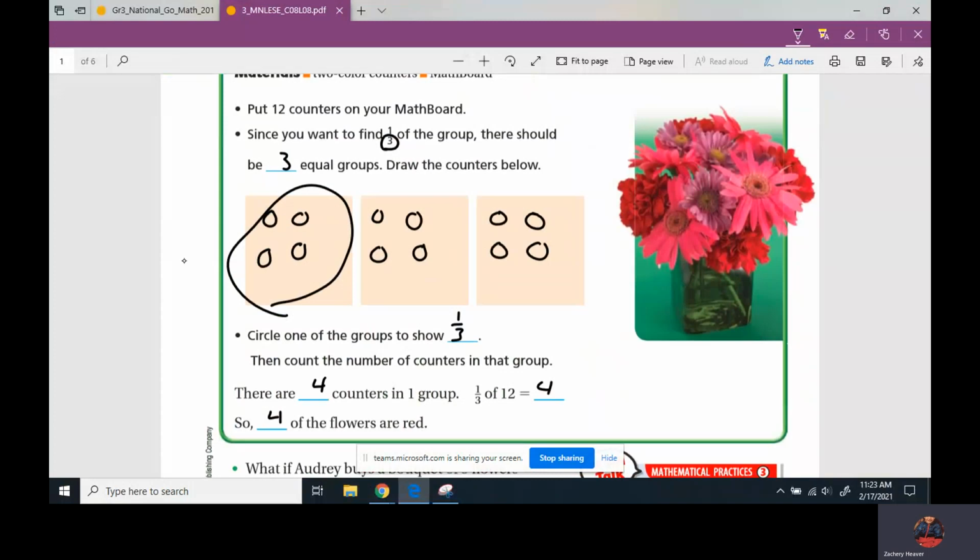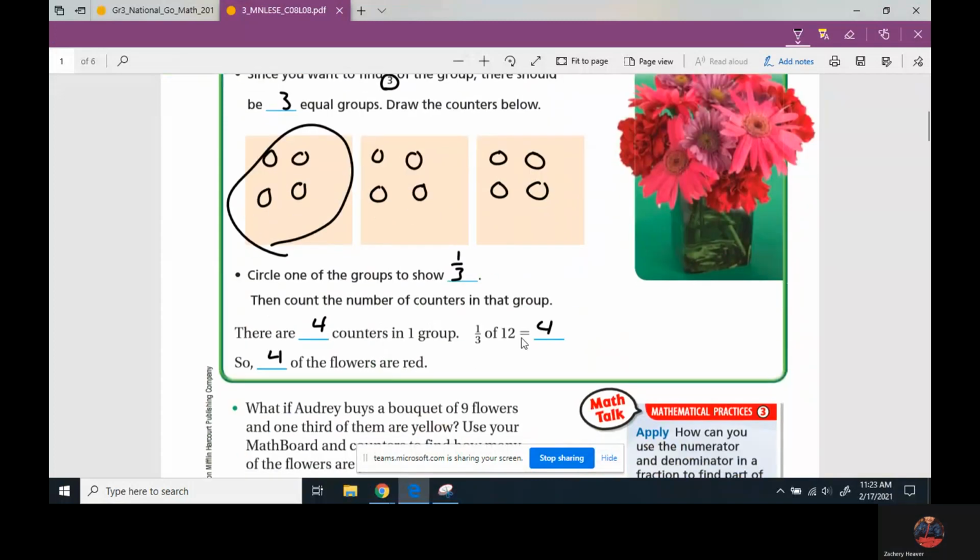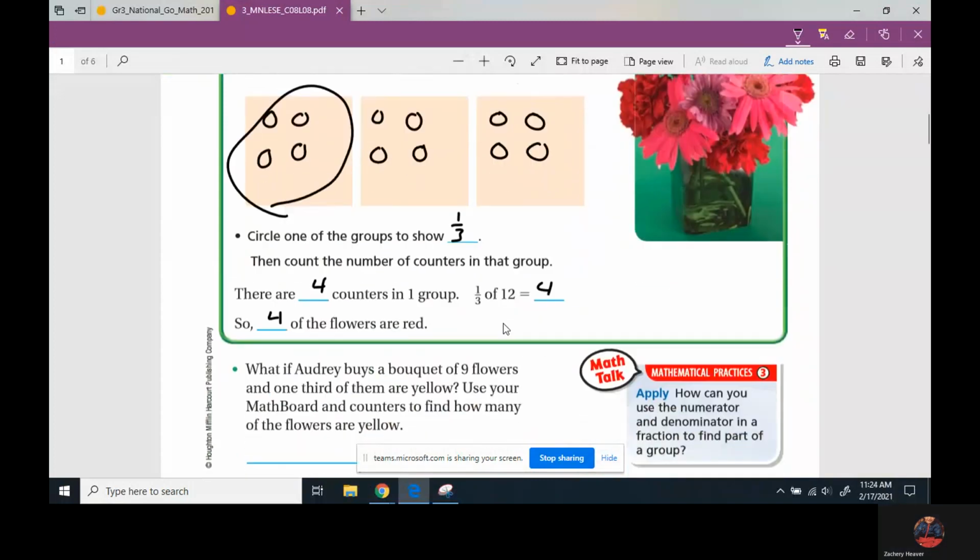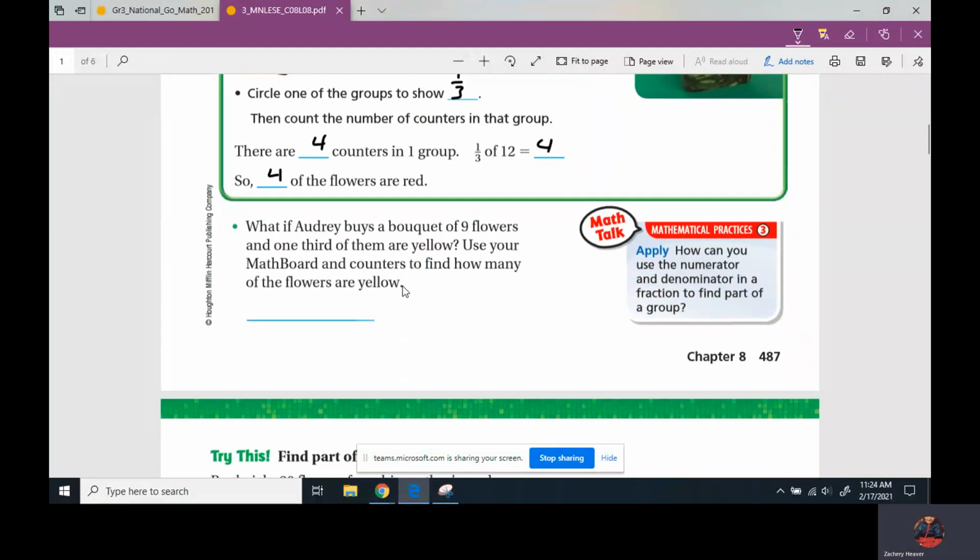Another way to do it, guys, 1/3 of 12. How many times can 3 go into 12? 4 times. This is, let's learn it this way first. There's 2 ways to do it, but that's the way I learned. We're going to do it this way. So 4 counters.